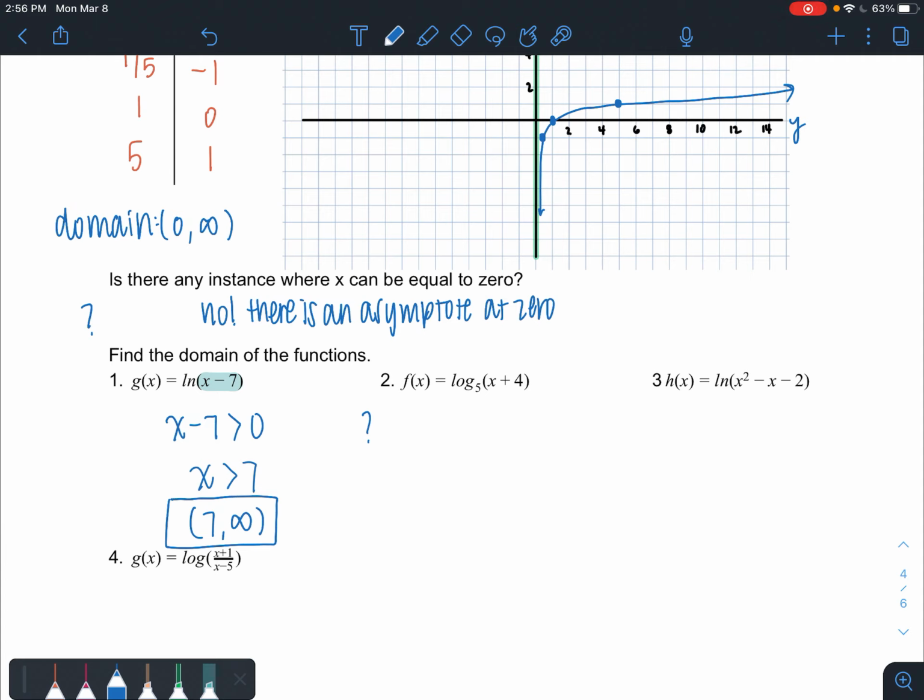All right, so for this next one, actually you go ahead and do this one next to yourself. Should have done x plus 4 greater than 0. x is greater than -4 then, meaning we go from -4 to infinity.